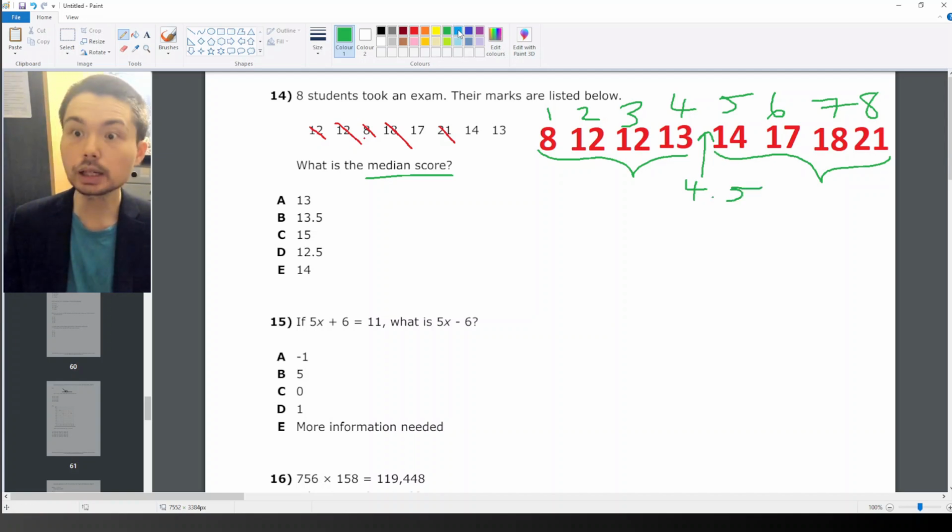So then you look at these two numbers. What's halfway between 13 and 14? 13.5. That's a nice tricky question. Here's a quick side question for you guys to try right now. Don't be lazy, pause the video now.